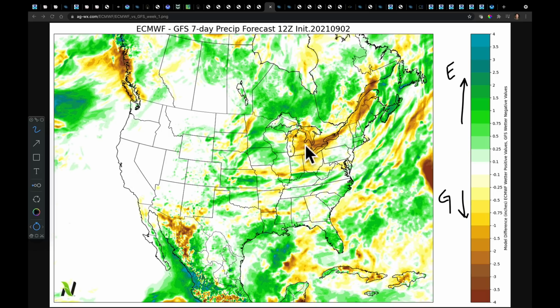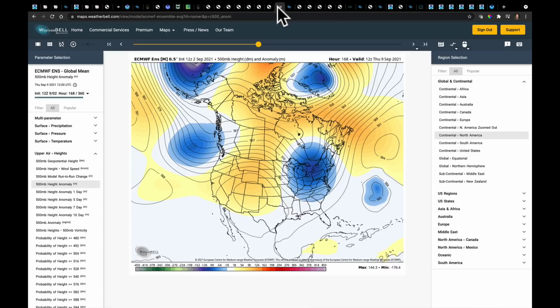So just notice the GFS is wetter from Michigan through this part of Ontario and parts of the Eastern Corn Belt. The European tends to be wetter back into Iowa and Minnesota and then up into this section of Ontario. So just a couple of different things to take note of here. It's worth pausing it and having a closer look. But both models do want to do this with the pattern from week 1 into week 2.